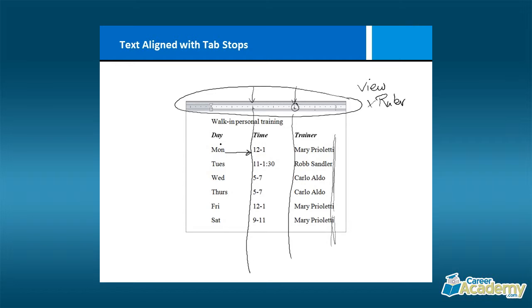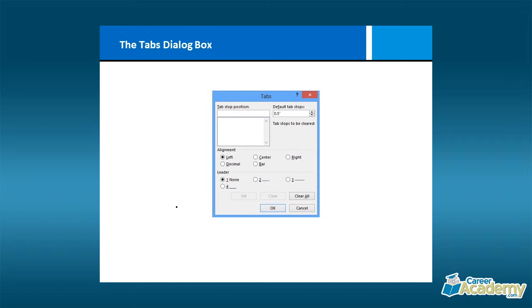So as someone were typing this, they typed Monday, they hit tab, and boom, it tabs underneath the next stop. They type 12 to 1, hit tab again, and type Mary Prioletti. When you double-click on a tab stop on the ruler, you're taken to the Tabs Dialog Box. Now, in this Tabs Dialog Box, you can also set additional tabs if you want to.